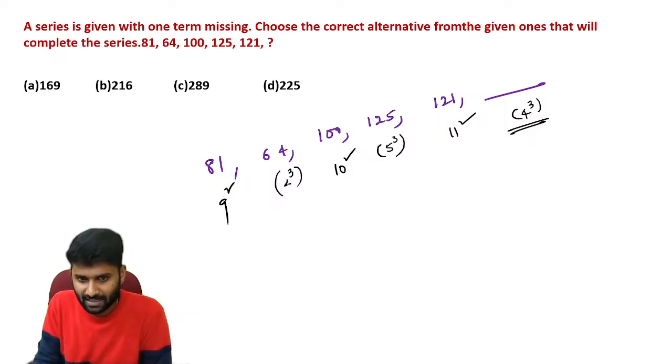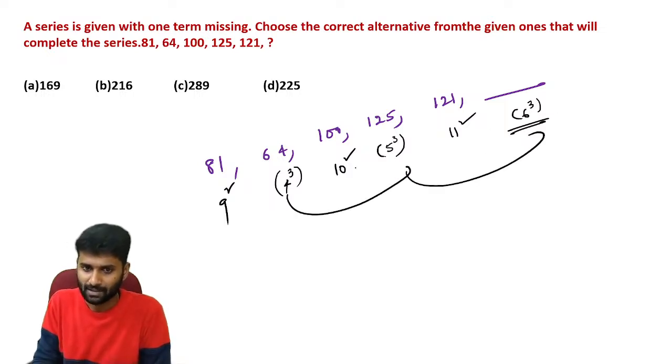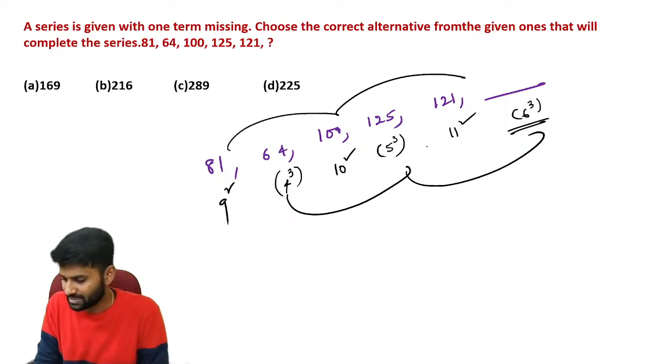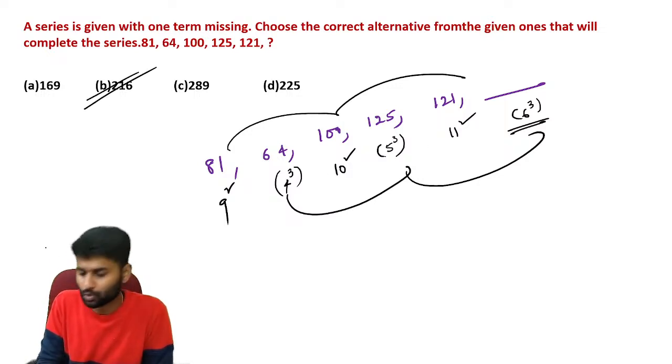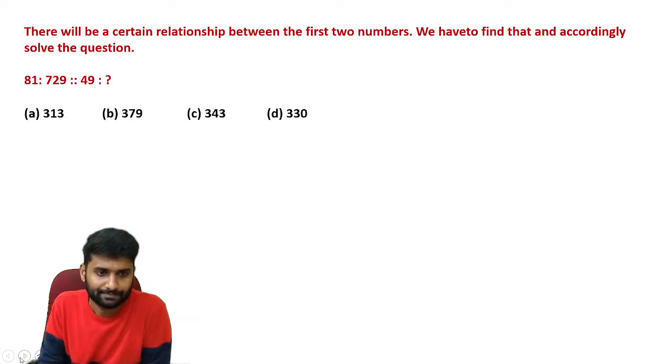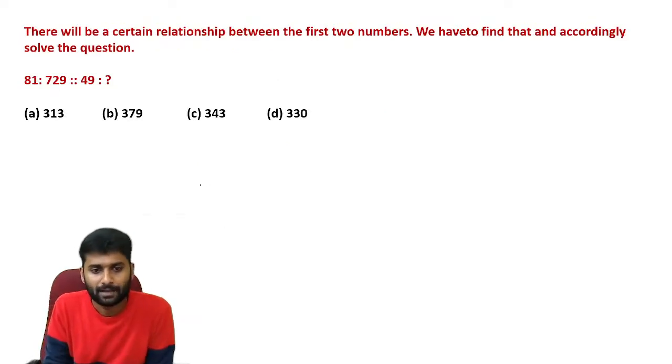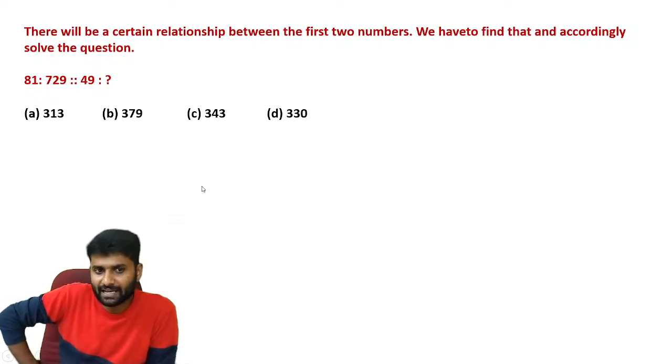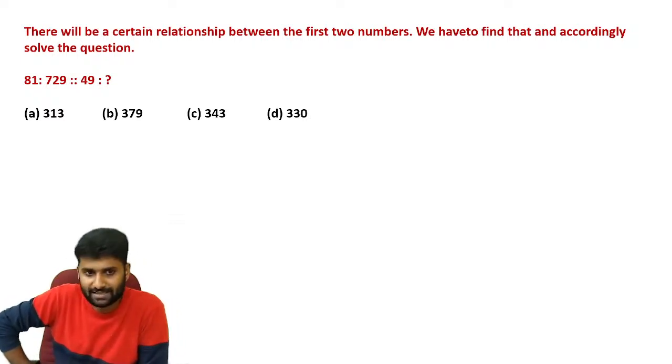Sorry guys, give me a second. I made a mistake here. 4 cube, 5 cube and 6 cube, increasing order. It's alternative squares and alternative cubes. 6 cube is all about 216. Next, 81 is represented as 729. How is 49 coded?